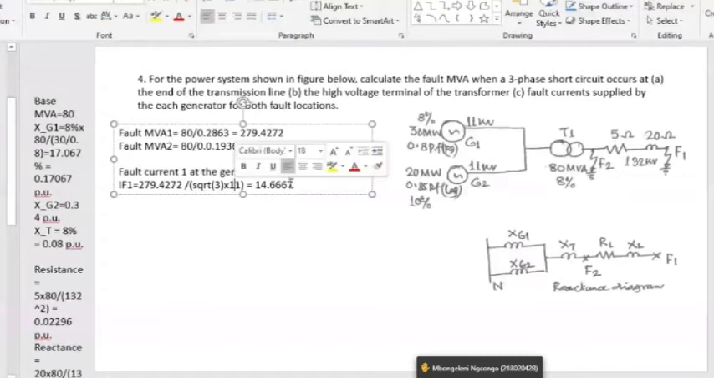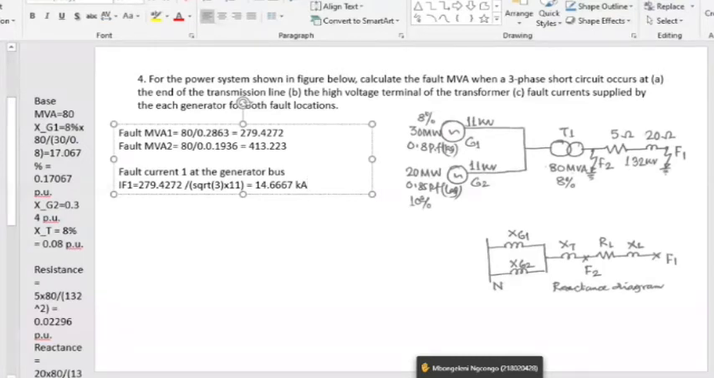Can you see what you did not consider? MVA is mega and the voltage is in kilo. So what will happen? The kilo must remain there. That's why I always tell you that you must write the unit. Once you write the unit, you will understand if there is something wrong.